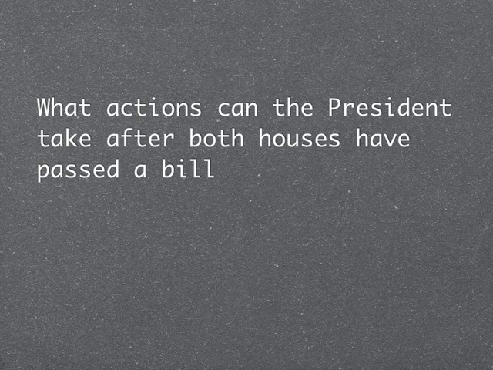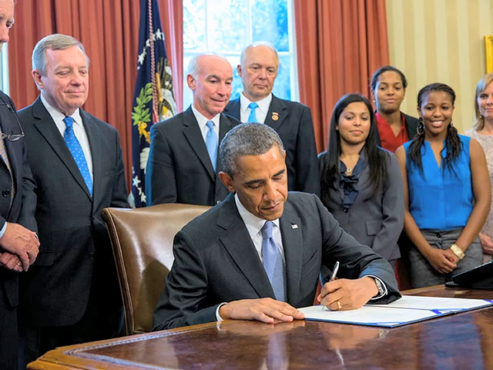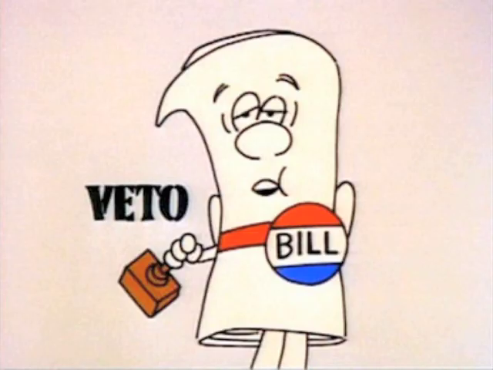What actions can the president take after both houses have passed the bill? The Constitution provides four options for the president when he receives a bill. The president may sign the bill, and then it becomes the law. The president may veto the bill or refuse to sign it. The president's veto can be overridden by a two-thirds vote of the members present in each house.